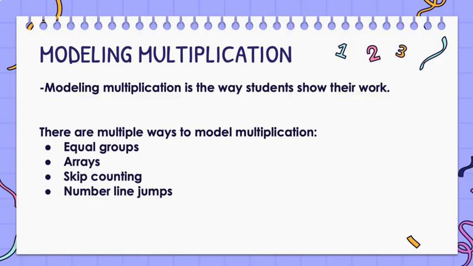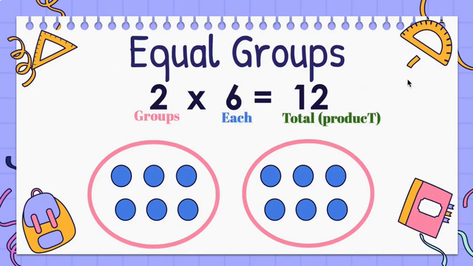Modeling multiplication is the way that students show their work. There are multiple ways to model multiplication, which is like equal groups, arrays, skip counting, and number line jumps. In this example of equal groups, we're using the GET strategy to show our work. The GET strategy stands for groups, how much in each group, and the total or product.